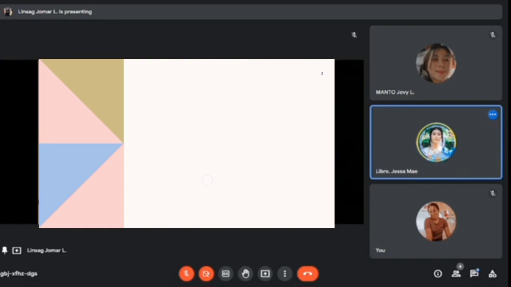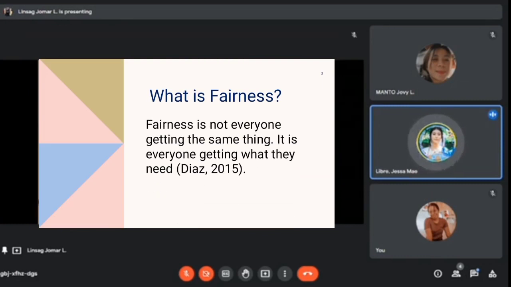Now, what is fairness? According to Diaz, fairness is not everyone getting the same thing. It is everyone getting what they need. Since a multi-grade class or multi-grade school combines students of different ages and abilities in a classroom under the direction of one teacher, basically it refers to diverse students and thus also means diverse needs.